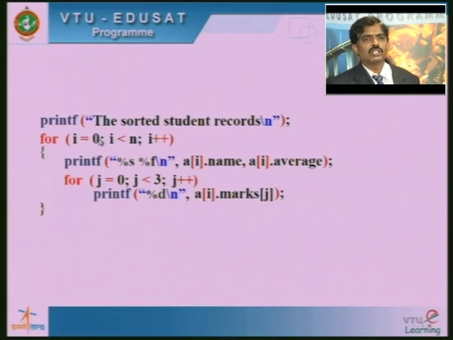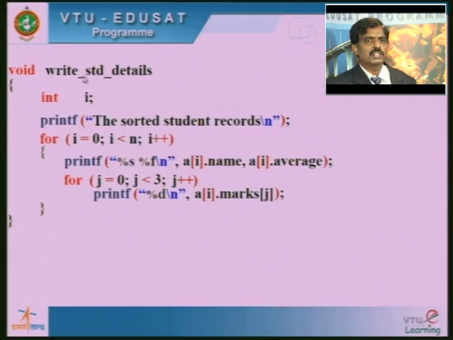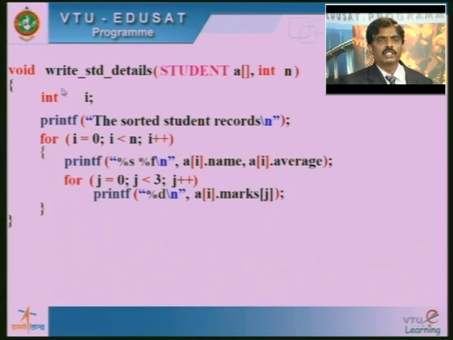Now tell me what are all the variables I am using here? i I am using, j I am using. So we write i is of type what? Integer, and here j also I should write. Int i comma j you should write. And what is the return type? Void. Name of the function, write student details. A is an array and n. A is an array of what? Student records. n is of type integer, and these 2 parameters must be enclosed within parentheses. So I hope you understood how to write the function, write student details also.